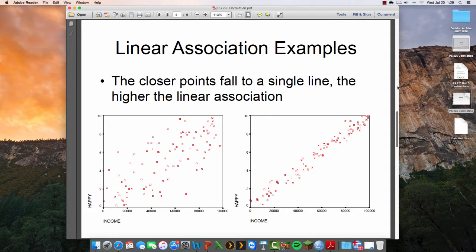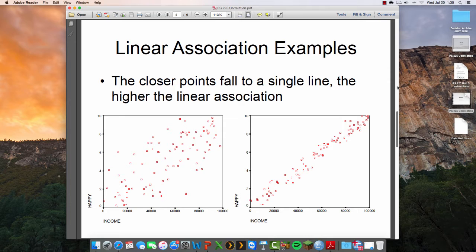So these are examples of linear association. On the left, as you're looking at the screen, is a linear association between happiness and income. On the right, there's a linear association between happiness and income. And as you can see, they're very different. On the left, we see a sort of loose, amorphous cloud from the first group of respondents. And on the second, we see a much more tightly organized, cigar-shaped, very clearly linear relationship.